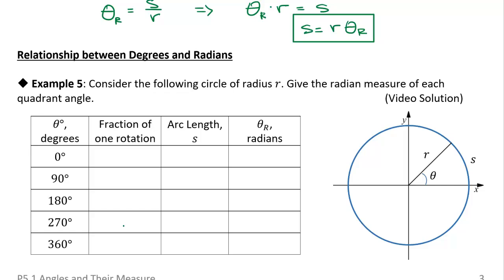So again, we have no fraction of a rotation. The arc length is 0, and so the angle measured in radians is also 0.